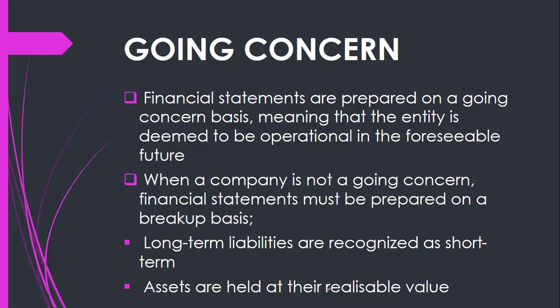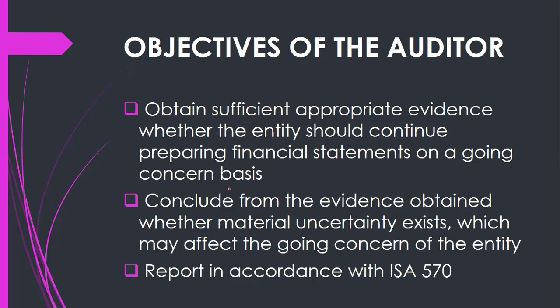So, one, financial statements are supposed to be prepared on a going concern basis, meaning the entity is deemed to be operational in the foreseeable future. Then number two, when a company is not a going concern, the financial statements must be prepared on a breakup basis, meaning the long-term liabilities are supposed to be recognized as short-term, then assets are held at the realizable value, right? Now, what are the objectives of the auditor with respect to going concern?